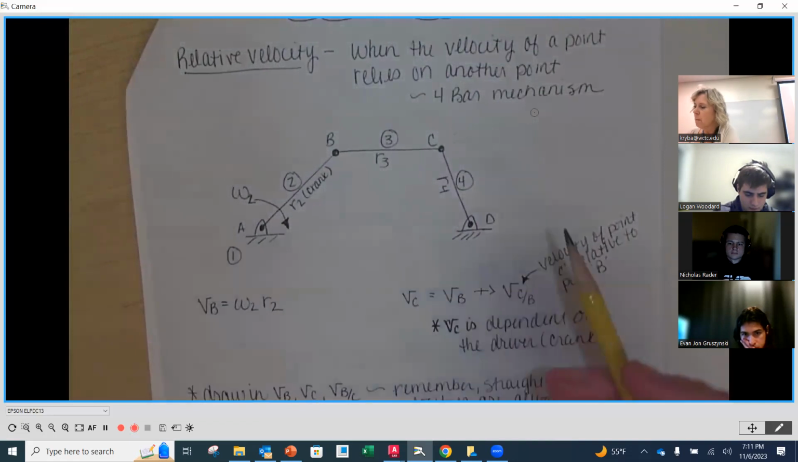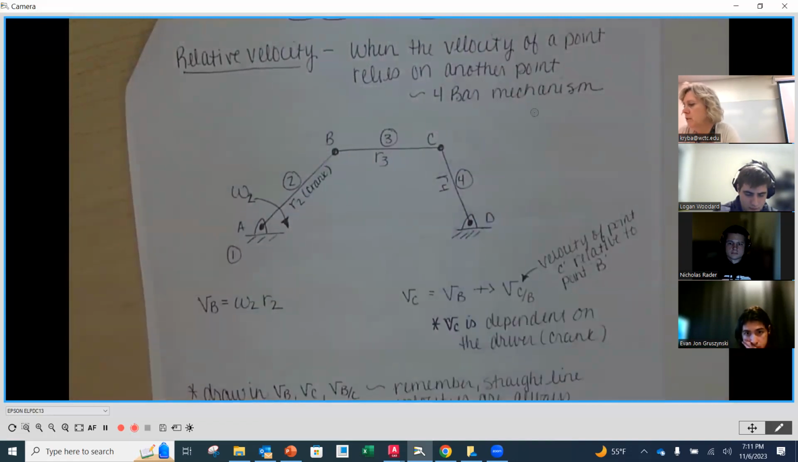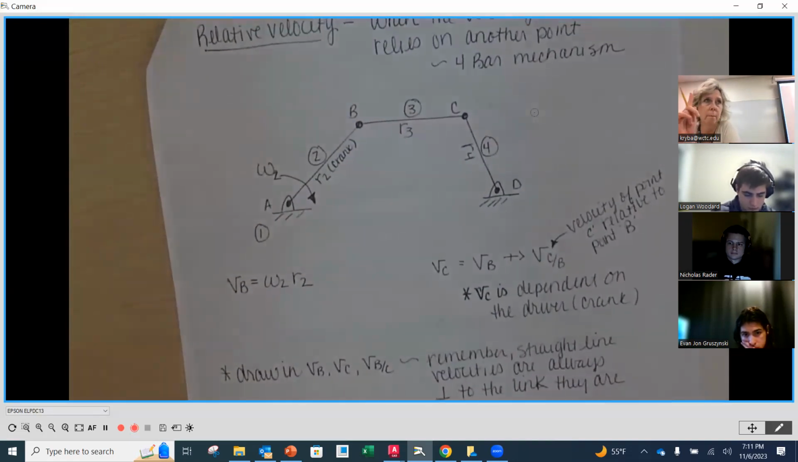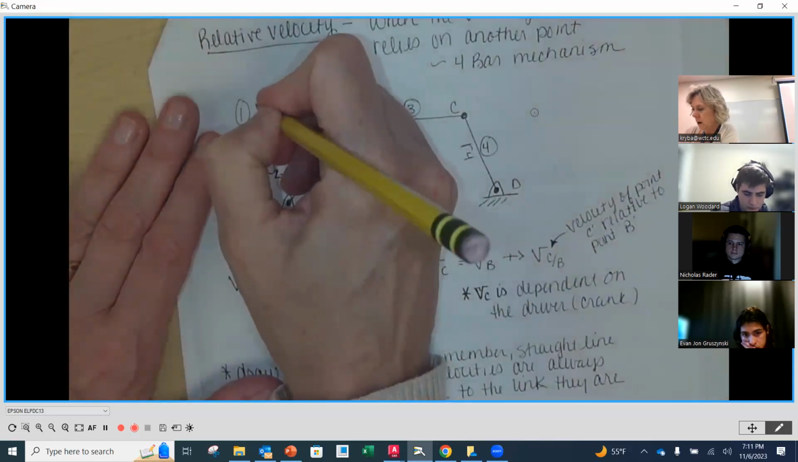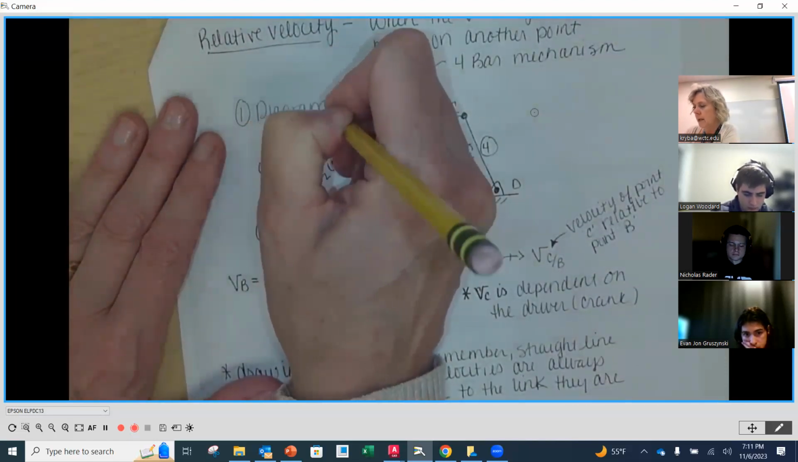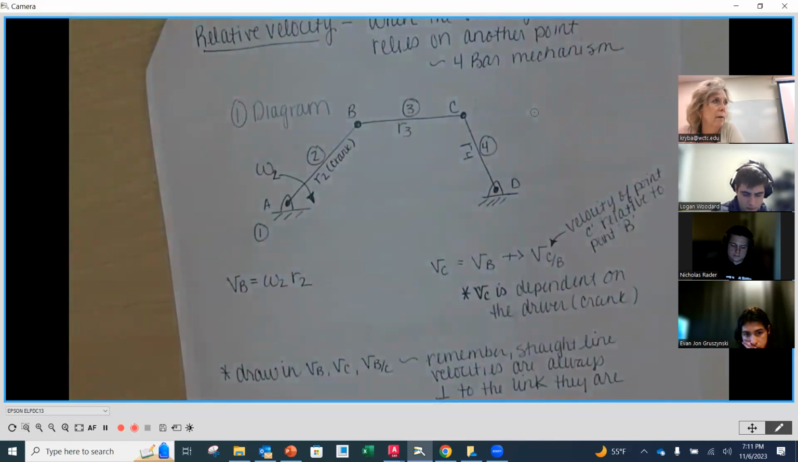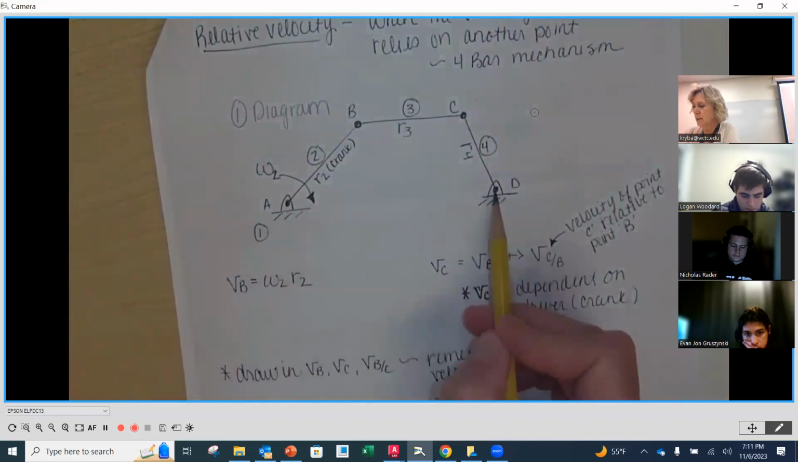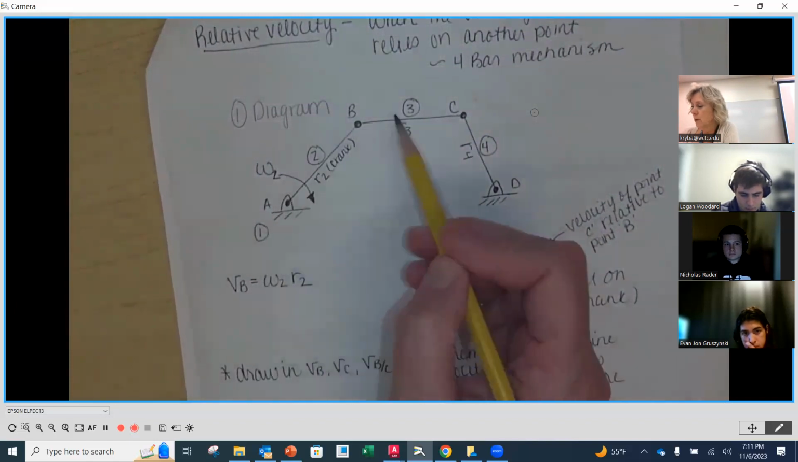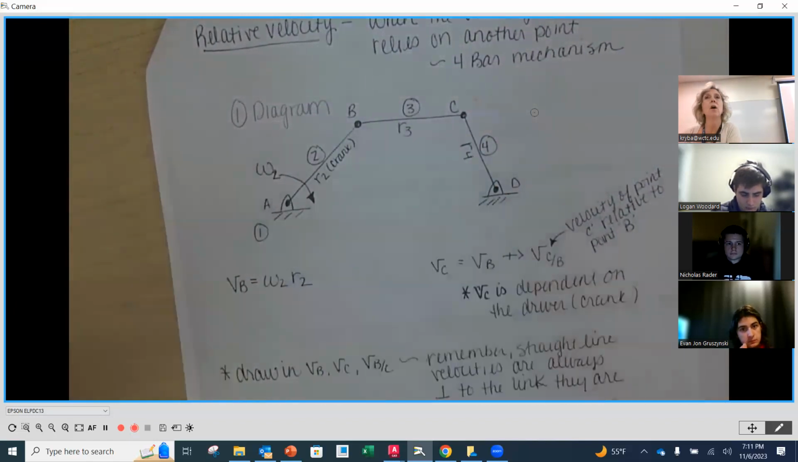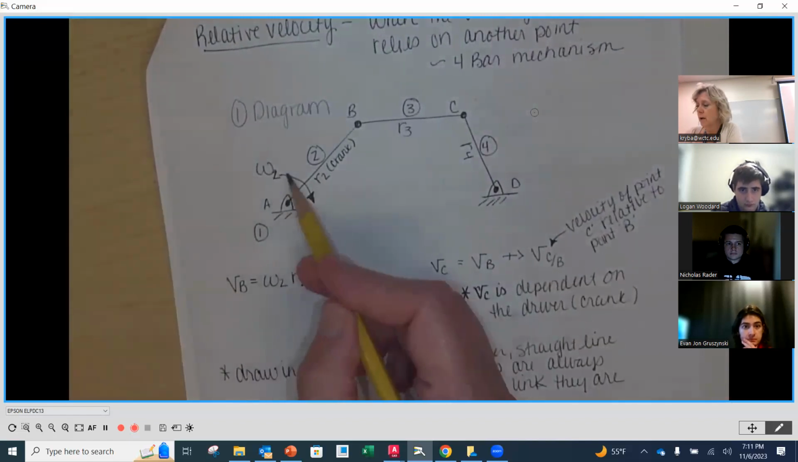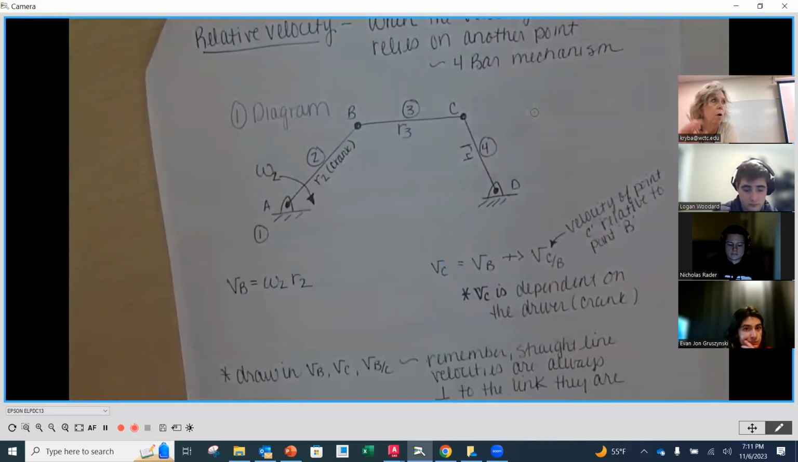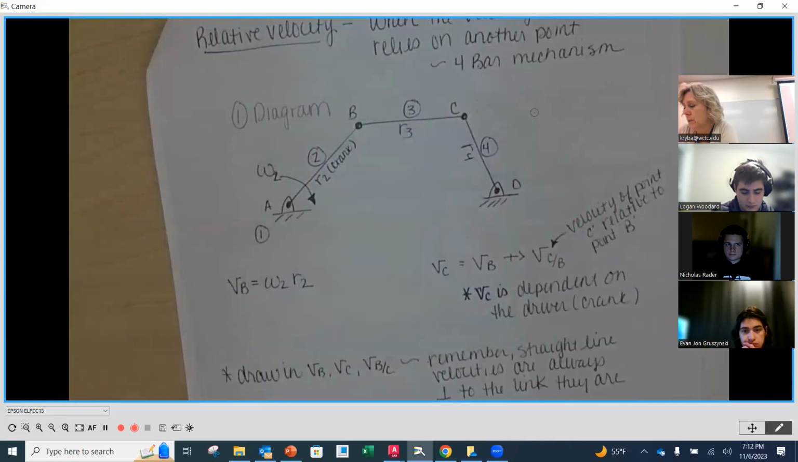Okay, so when we want to determine the velocity of a point that relies on another, we're going to be going through this process. Number one, we will always create our kinematic diagram. Okay, kinematic diagram comes first, and the kinematic diagram is going to include all of the standard symbols for frames, for instance, the standard labels for each one of our links and each one of our joints, and then also any known values like rotational motion that we are either given or we want to find. Okay, so we're going to start with our diagram.